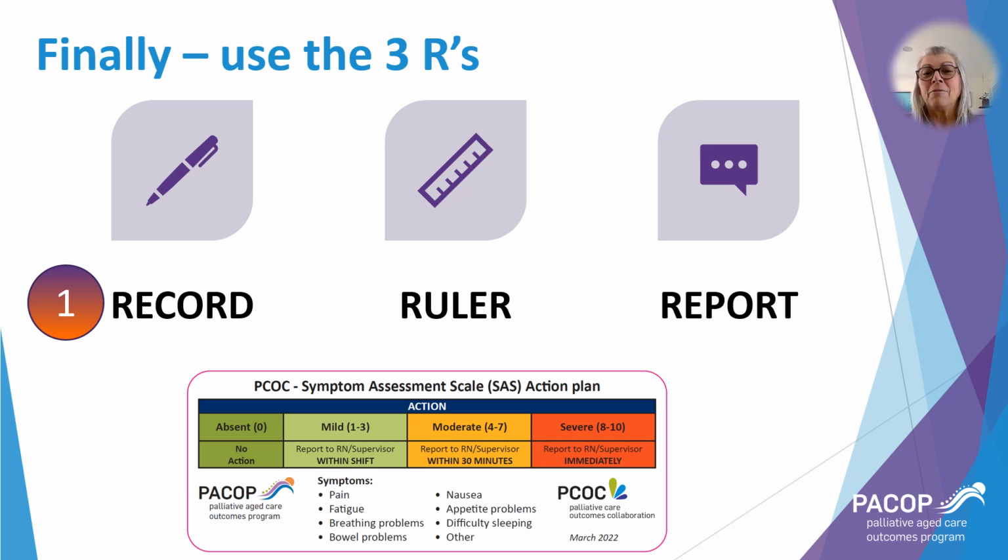If the score is mild for any symptom, then you need to report that to the RN or your supervisor within the shift. If the score is moderate, you'll need to report that again within 30 minutes. And of course, if scores are severe, you want to report them immediately. So you might have one symptom that is severe and the rest are absent. You still have to report that one symptom immediately and report all others that have a score with them as well. So that helps you cover all your bases and ensure that the resident is going to have maximum quality of life and care for the distressing symptoms.